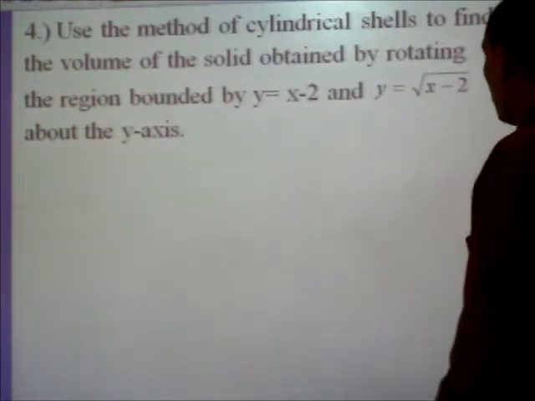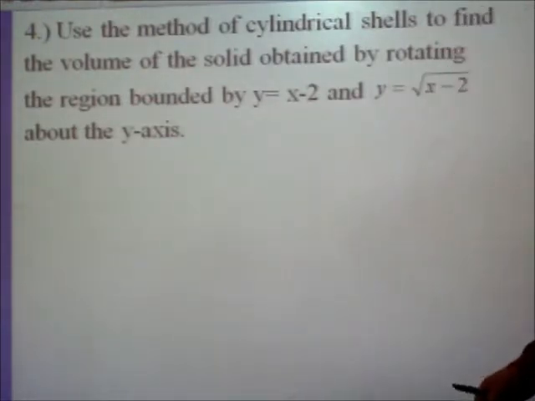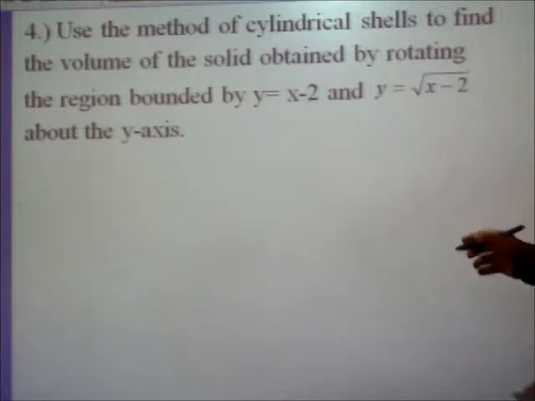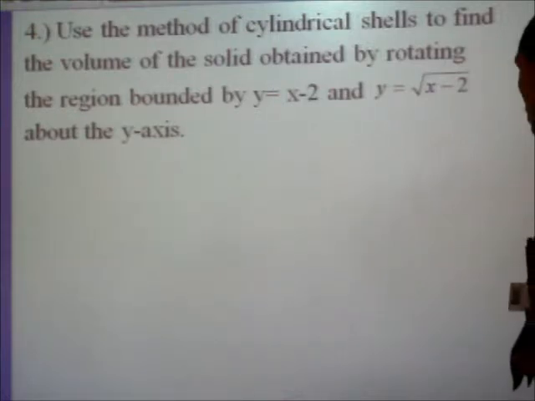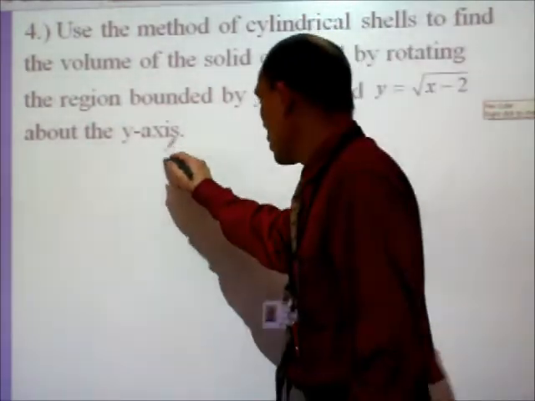Use the method of cylindrical shells to find the volume of the solid obtained by rotating the region bounded by y equals x minus 2 and y equals square root of x minus 2 about the x-axis. Okay, firstly we need to have an idea how the graph looks like, so we will sketch the graphs first.